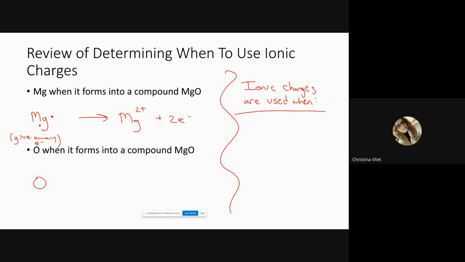So if you start with oxygen, oxygen has how many valence electrons? 6. It has 6. And how many valence electrons does oxygen want to have? Wants to have 8. And is oxygen in the business of giving away electrons or receiving them? And why? Receiving. Why does oxygen want to receive electrons again? Because it wants to reach the octet. To reach the octet rule.